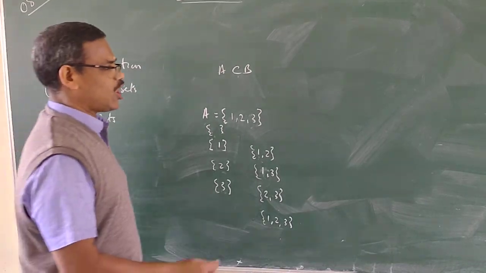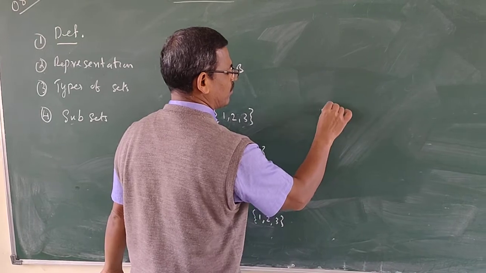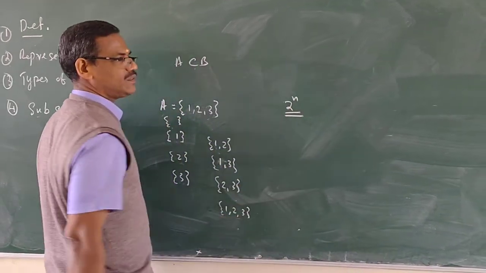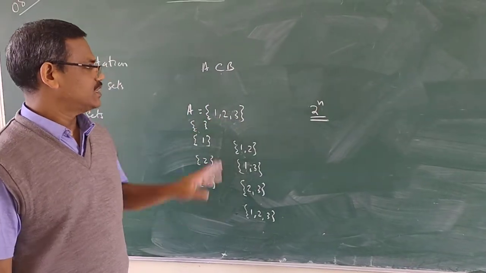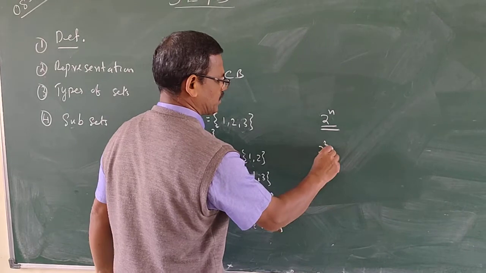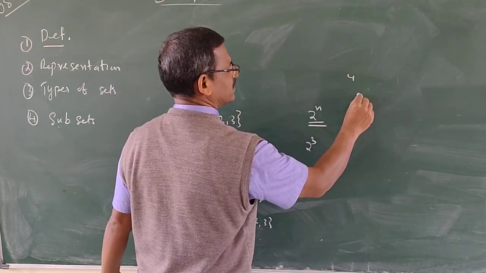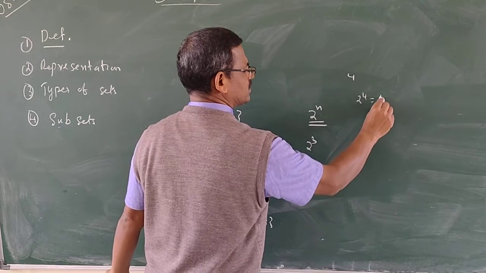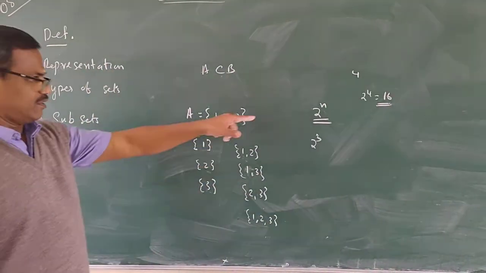And there is a common formula for it. The number of subsets of a given set will always be 2 raised to n, where n denotes the number of elements of the set. So if a set has 3 elements, then 2 raised to 3, 8 subsets will be there. If a set has 4 elements, then 2 raised to 4, 16 subsets will be there. So that is the formula.